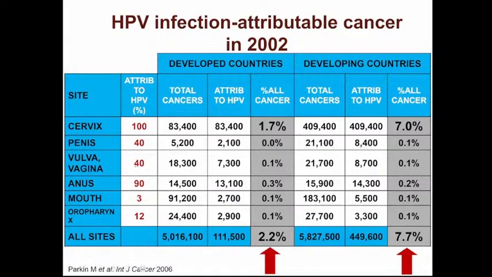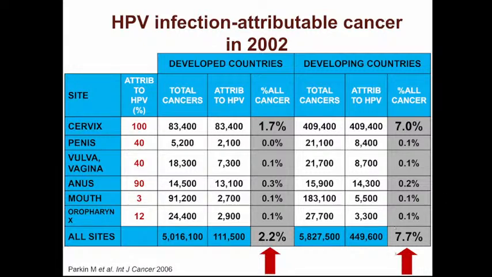Vulvovaginal, 40%. Anal, 90% of anal cancers are attributable to HPV. Oral and oropharyngeal cancers vary from 3 to 12%. And you can see when you put all the sites together, the total number of cases globally associated with HPV are in excess of 5 million in developing countries and close to 6 million in developed countries.